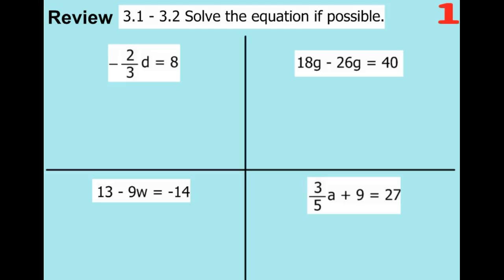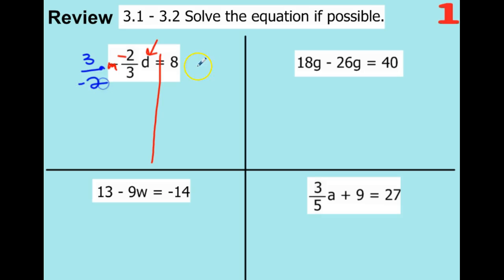Alright, here's our review for first 1 and 2 step equations. We want to get the letter all by itself. Remember, if there's a negative, put it on either the top or the bottom, but not both. So to get rid of this fraction, remember we multiply by the reciprocal. And the reciprocal is just flipping the fraction.